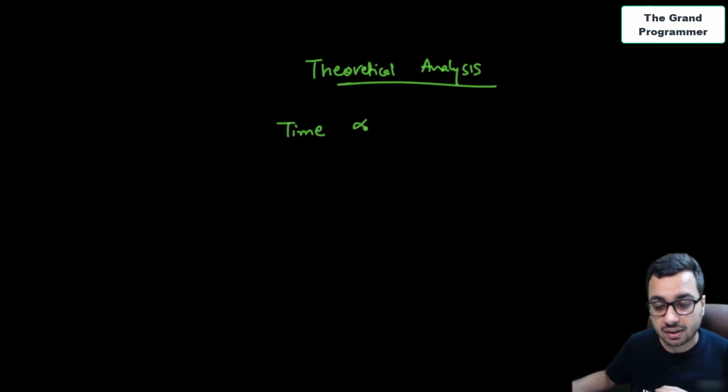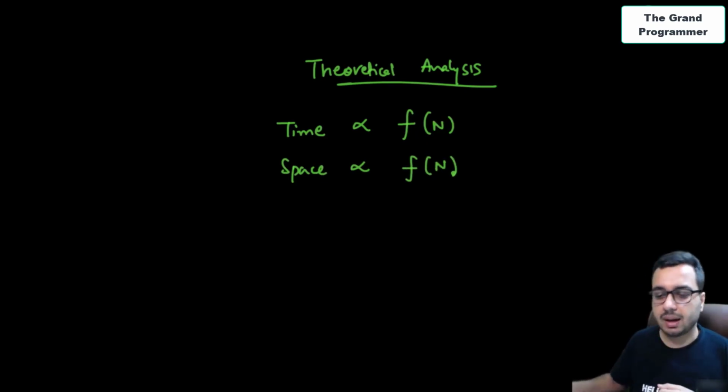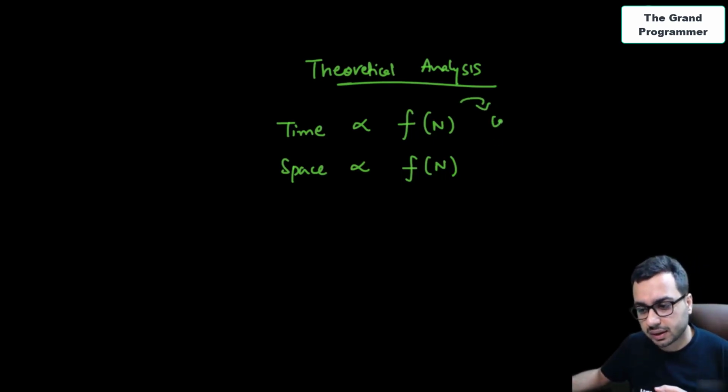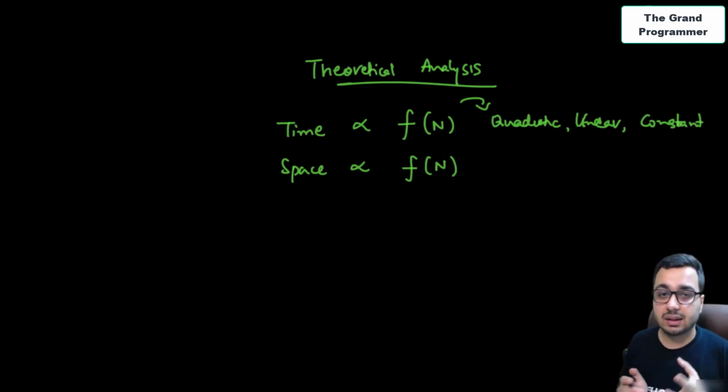In theory, we are going to say both time and space are going to be some function of input. It may happen that your time grows linearly. It may happen that this function is a quadratic function. It could be a quadratic function, a linear function, or a constant function. So you can have many different types of functions that can fit here.